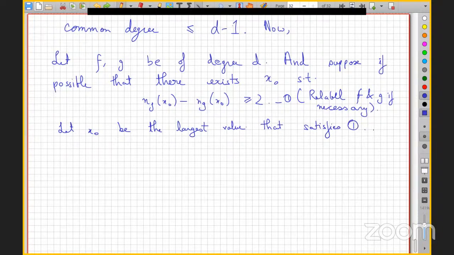So what can you say about such an x naught, if it is the largest x naught that satisfies n_f(x naught) minus n_g(x naught) greater than or equal to 2? It must be a root of f, because if it is not a root of f, I can increase it a little bit and it will still not be a root of f, by continuity. The value will remain the same because the count for g can only drop, and for f has not changed. So this property would continue to be satisfied. So x naught is certainly a root of f.